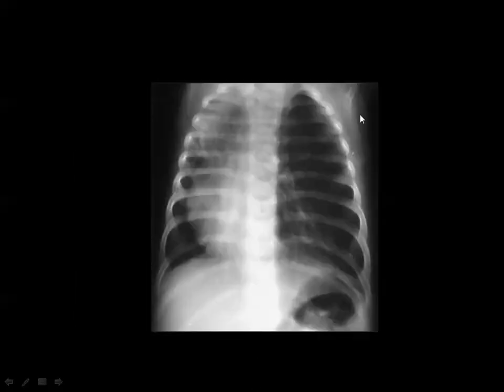Look at this example, and you see this is the left lung, and the right lung is not well aerated, similar to the left lung. The heart is displaced to the right side. This may be due to hypoplasia of the right lung or hyperinflation of the left lung.